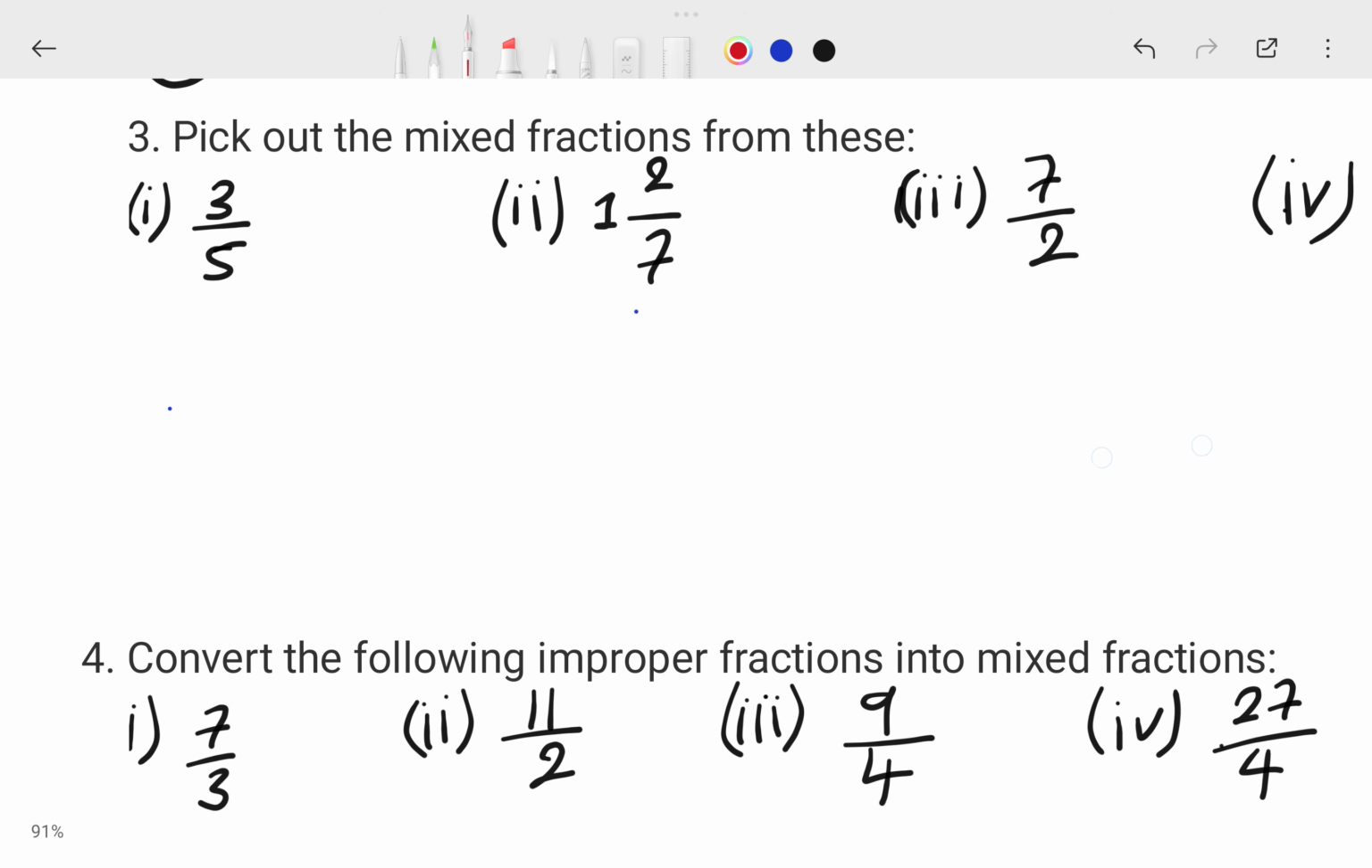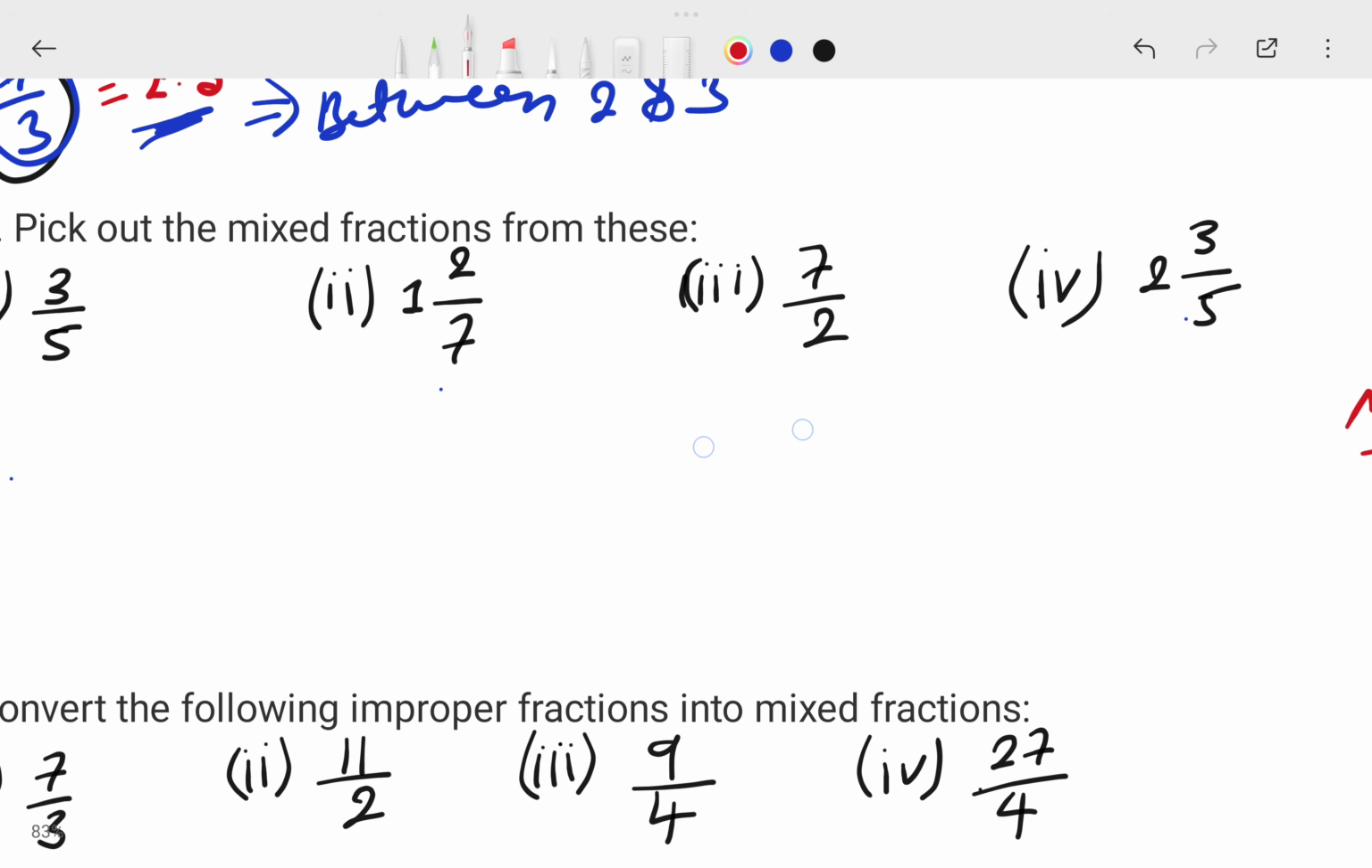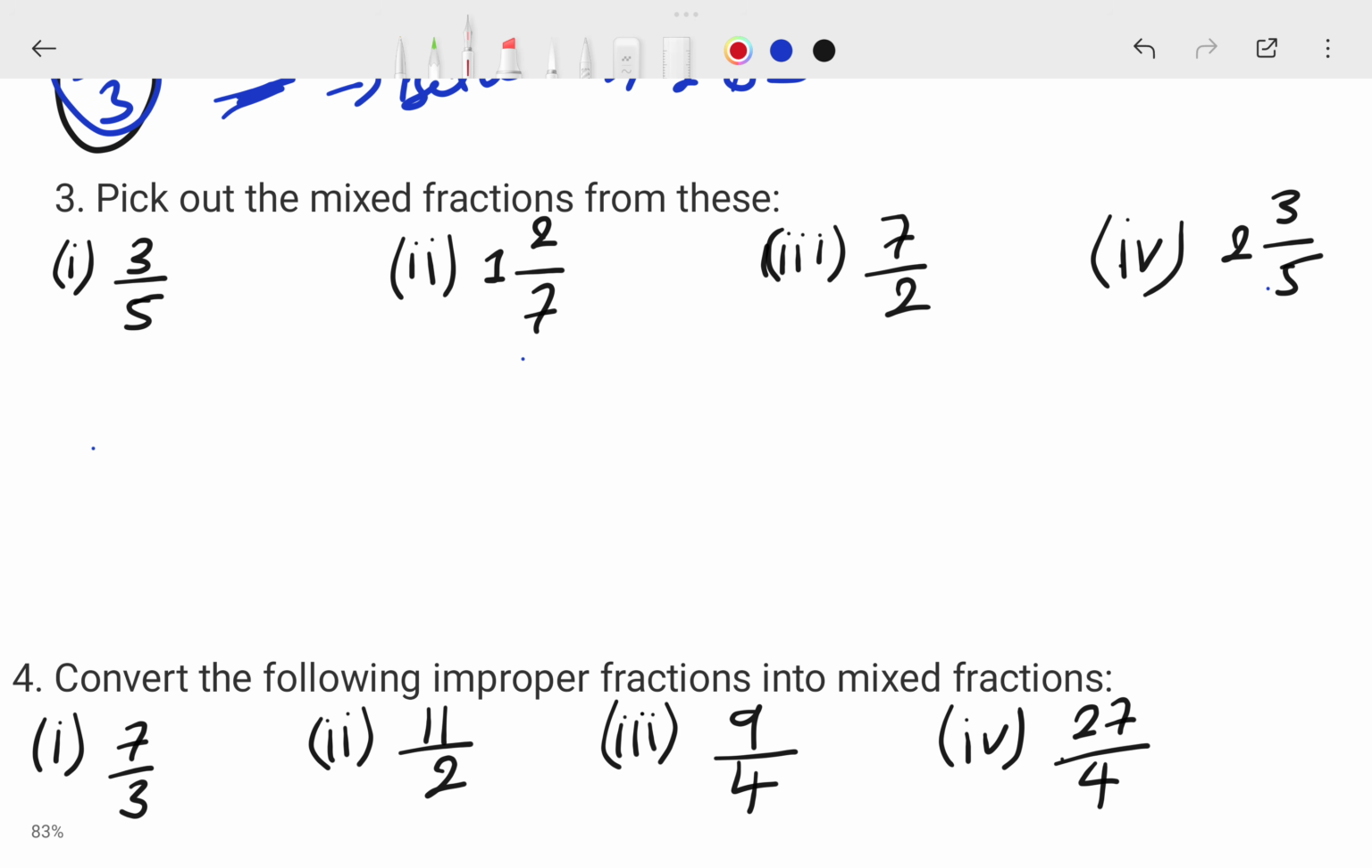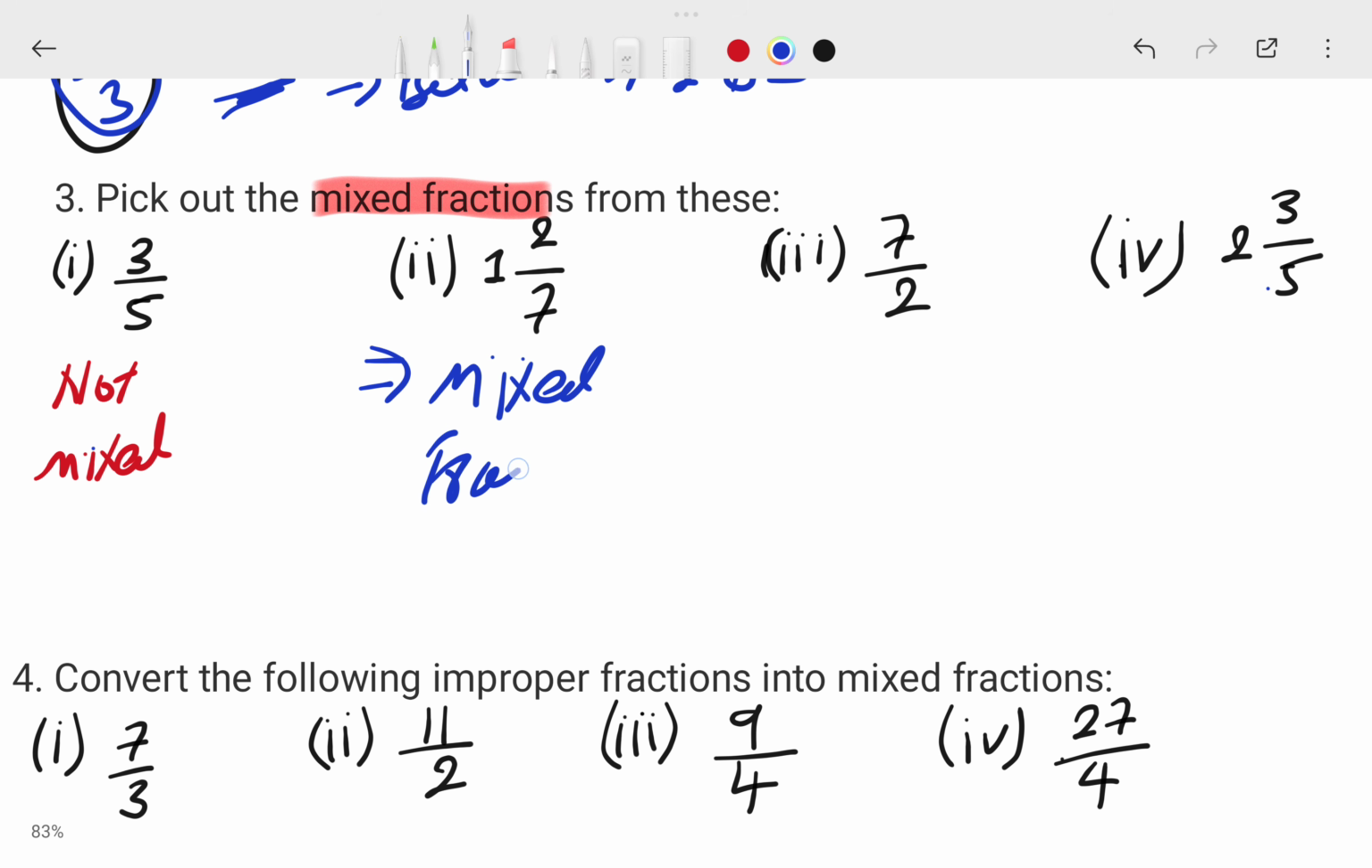Okay now, let me tell you which is a mixed fraction. By looking at it only, you can say which is mixed and which is not. This question is telling us to pick out the mixed fraction from this. So which is a mixed fraction? Is this a mixed fraction? No, not a mixed fraction. This is a mixed fraction. Yes, so you can write like that. This is a mixed fraction, so you can write like this, mixed fraction.